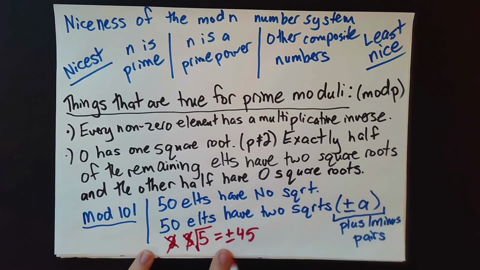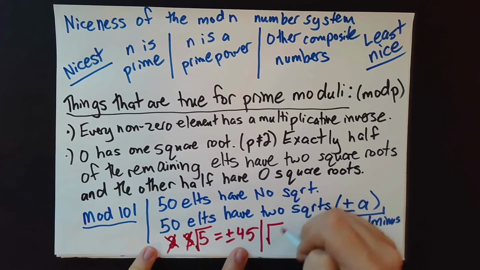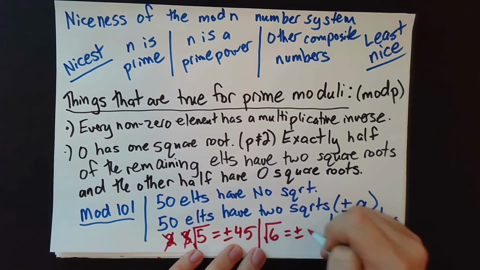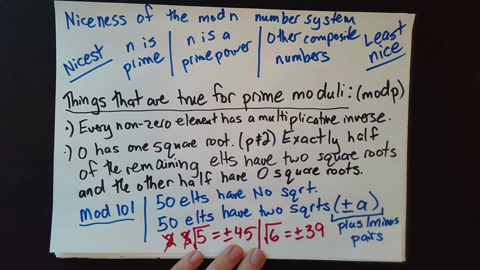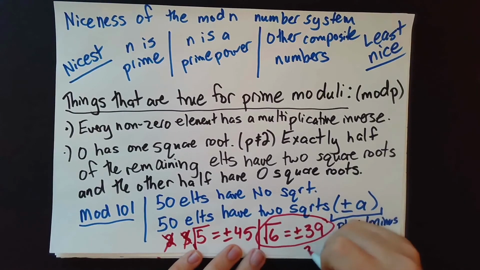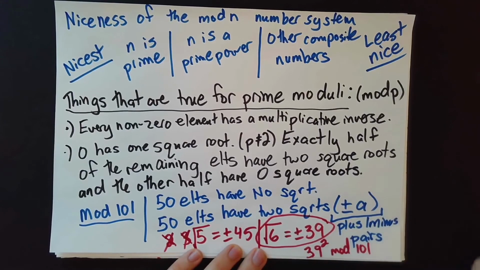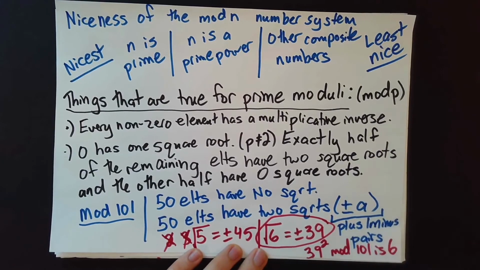If you then look, 6 in fact has a square root. And I will leave it to you to check that that square root is plus or minus 39. Again, all I'm saying with this statement is that 39 squared mod 101 is 6. And that's something that's relatively easy for you to check.